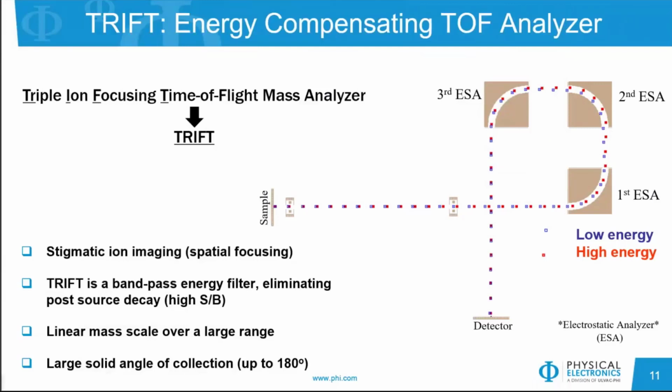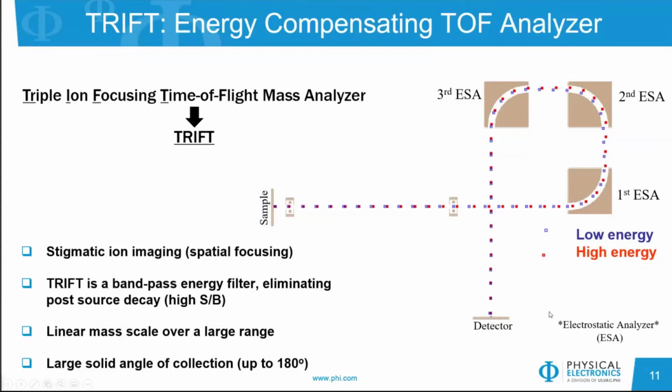Another type of energy compensating analyzer is a triple ion focusing time of flight mass analyzer, also known as the TRIFT, and this is what Physical Electronics sells. And so it works slightly differently than the Reflectron, in that instead of using a mirror, it uses 3 ESAs to refocus the kinetic energy of the ions, and they work together to focus the energy. And so the ions take different paths through these ESAs to reach the detector.